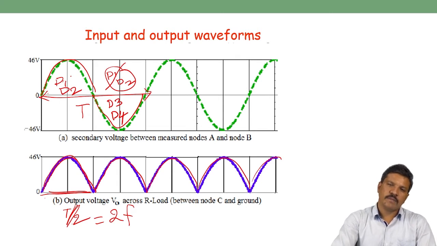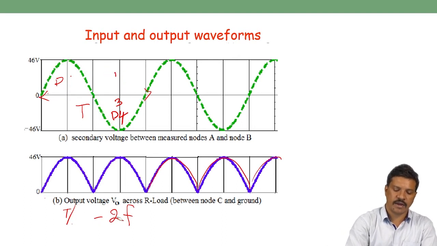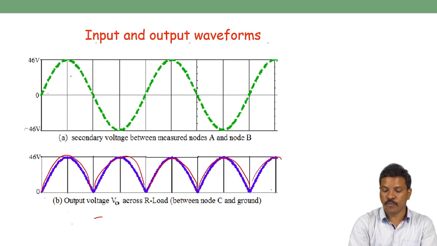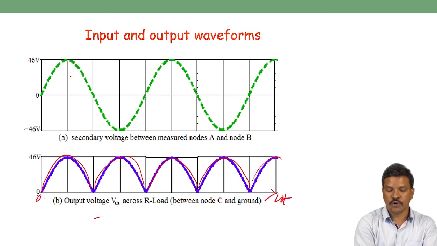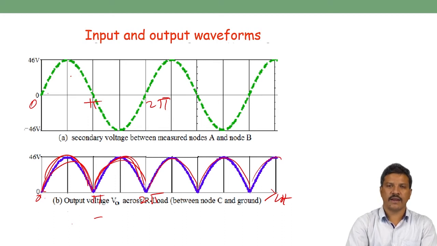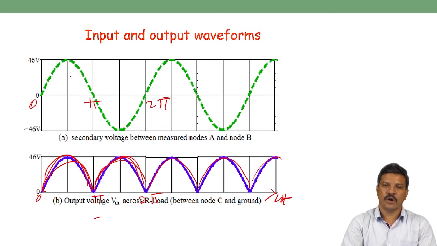One common point: have you observed from this output waveform of the bridge rectifier? What will be the rectifier output for a full wave rectifier? The same output. Measured in omega t radians, 0 to pi, 2 pi. When we give a 0 to pi, 2 pi kind of AC input signal, we get a 0 to pi cycle. So when we have a similar shape of rectifier output in the bridge rectifier, you will get the same parameters.